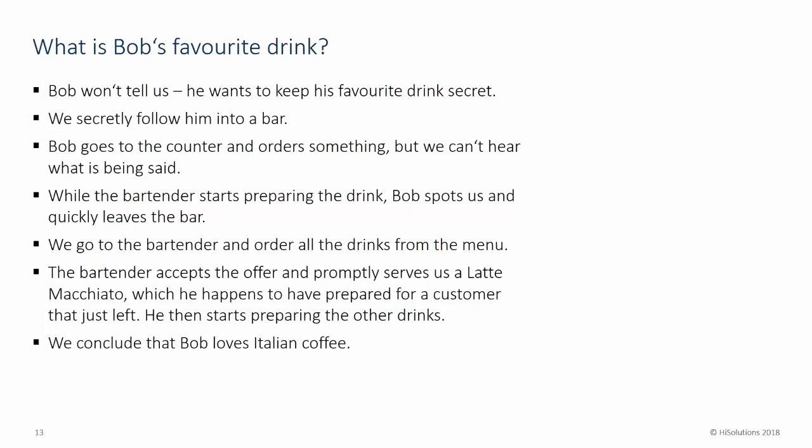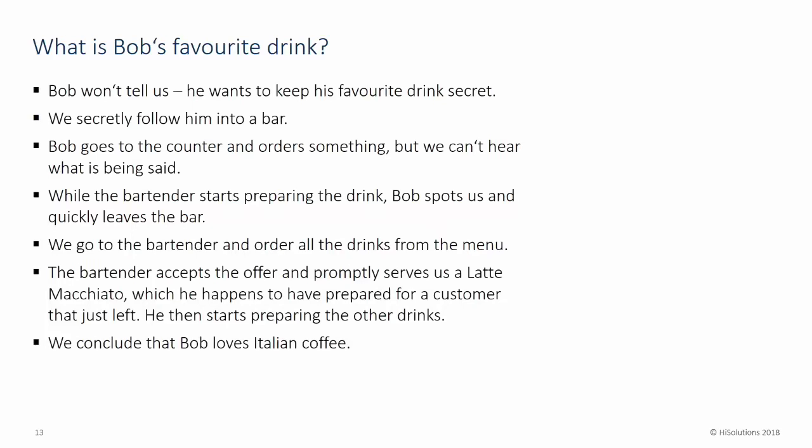And we watch him go to the counter, and he orders something, but we cannot hear what's being said. He whispers to the barkeeper to keep this a secret. And the barkeeper starts preparing the drink, and in that moment, Bob spots us standing behind him. And since he wants to keep his drinking habits private, he quickly leaves the bar. He stops the process. He says, "This is no longer secret. I'm being watched, so I leave."